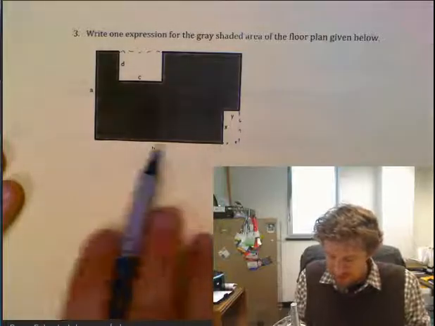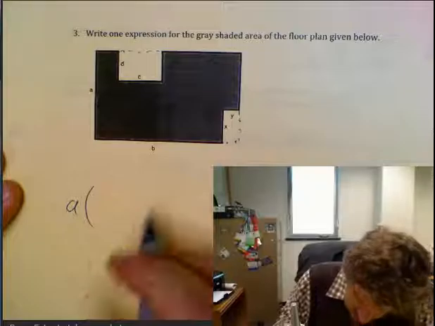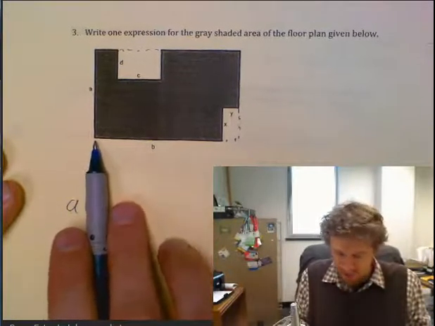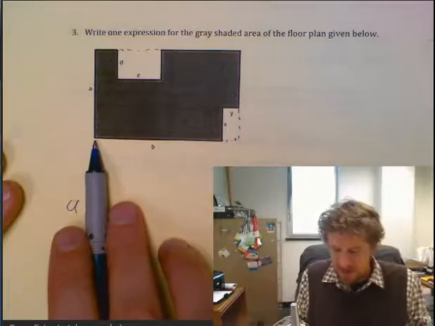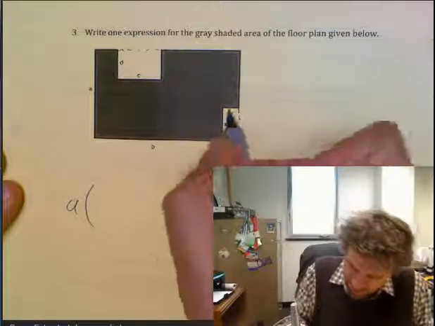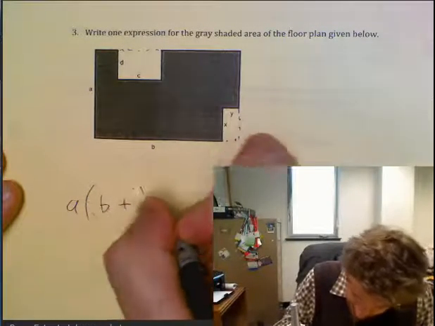So the area of the whole thing is length times width, or width times length, it doesn't matter. So that's going to be A times, so that's the distance from here to here. And now here's where a lot of people made just a little mistake. The whole distance from here to here is not B, but we have to add in B plus Y. So that's B plus Y.